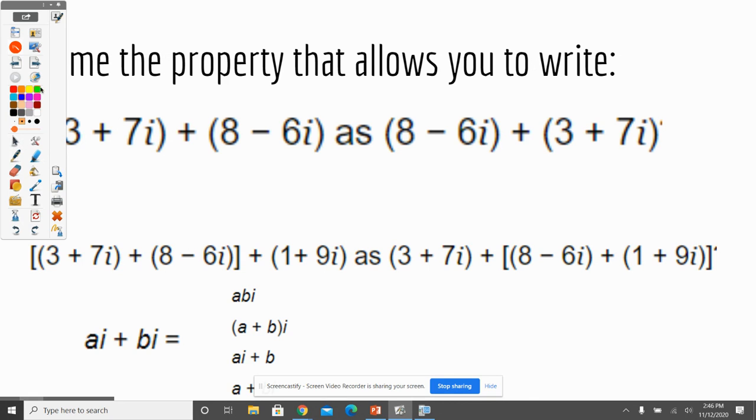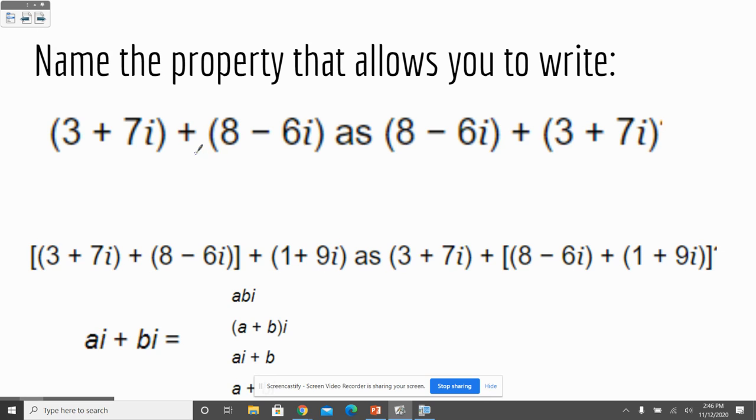So here is the first example. They want to know what property allows this to happen. So here they took 2 complex numbers and were adding them. And then look what they did here. They moved this guy first and then this other guy second. So this would be the commutative property, which changes the order.